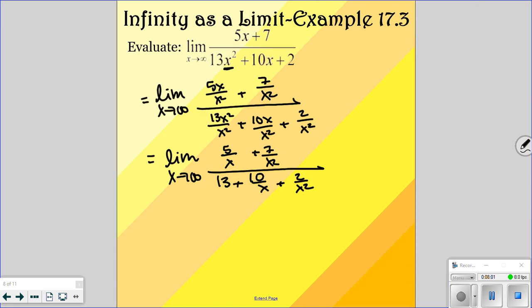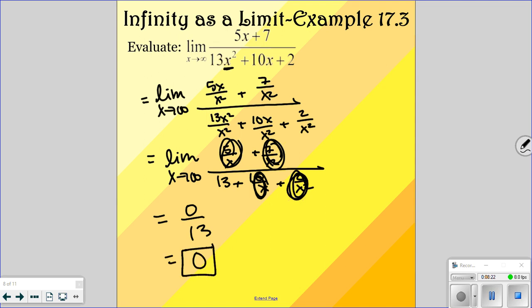So if it's got a number over infinity, again, that's going to be 0. That one would be 0. 10 over infinity would be 0. And 2 over infinity squared would be 0. And so we end up with 0 over 13, which is just 0. So there's your answer for that one.